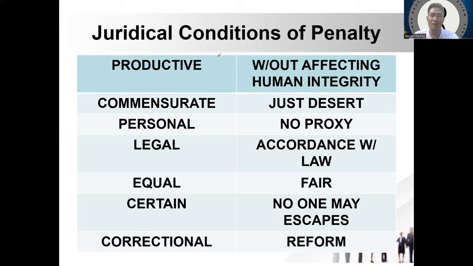Then of course, pag sinabi natin commensurate, so tandaan nyo lang yung term na just desert. Okay? Bakit pag sinabi natin commensurate, ibig sabihin just desert? Meaning, the punishment should fit the crime. Again, pag sinabi natin just desert, the punishment should fit the crime. So meaning, kung ano yung crime na nakomit mo, yun rin yung severity or extent ng penalty na ibibigay sa iyo ng batas. Okay? Just desert.